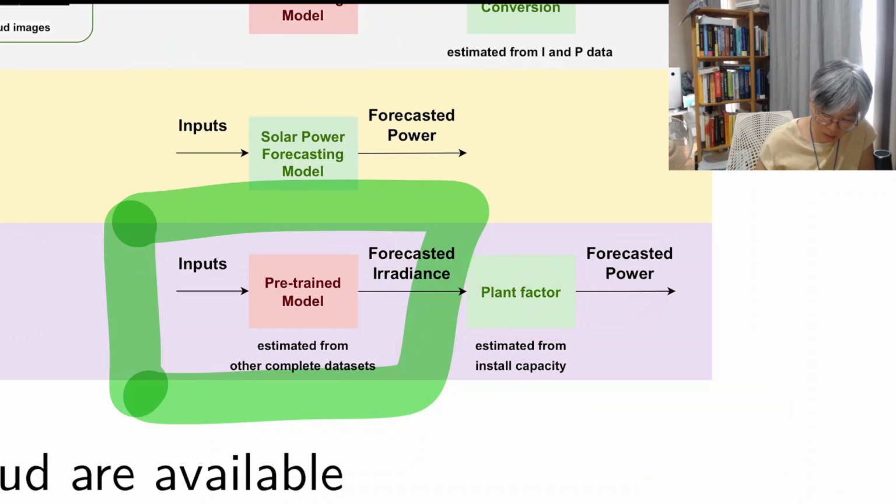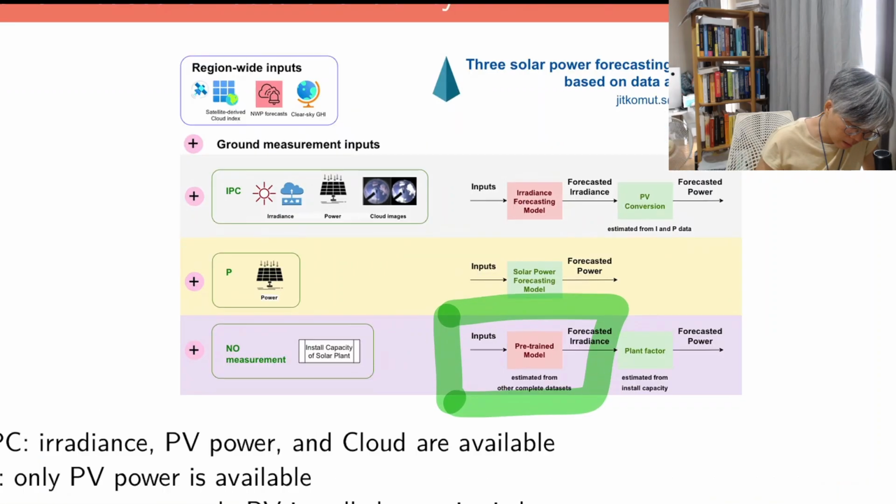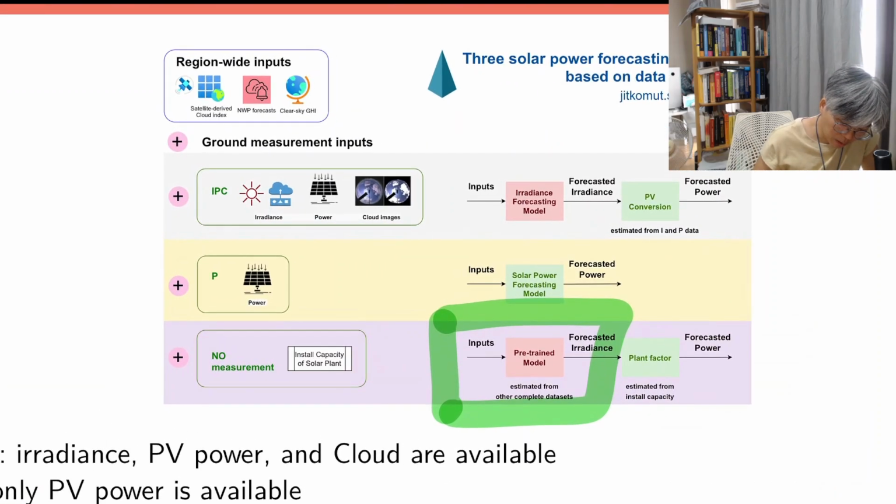If you don't know anything about the measurements, all you need to do is basically estimate the solar panel efficiency and the solar side according to your installed capacity, so that we can get a multiplicative factor to convert irradiance to forecasted power. So yeah, you have to be concerned with the data availability before developing a model.